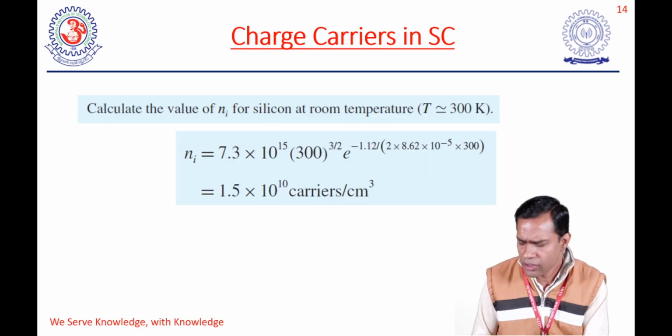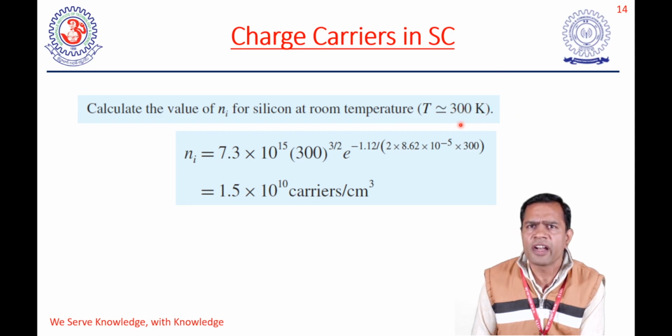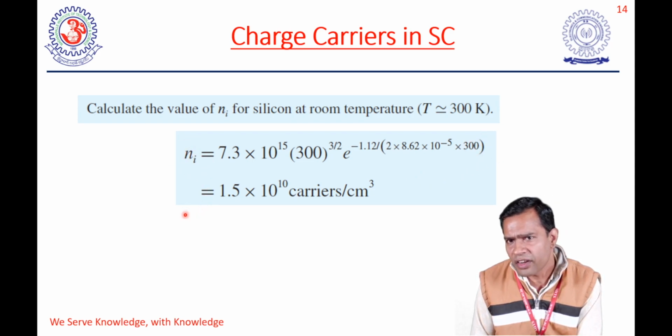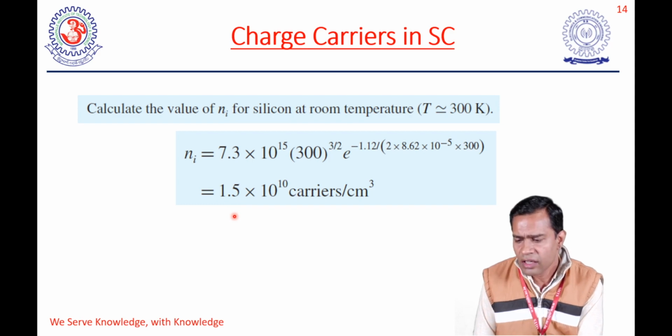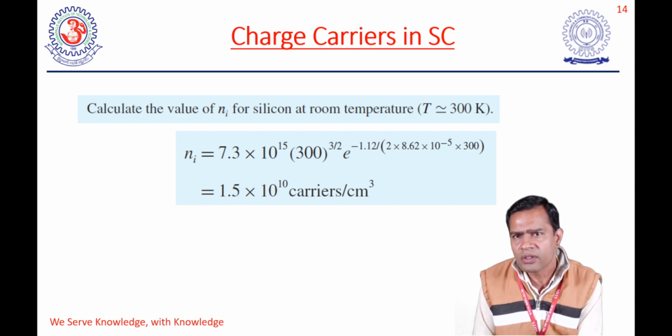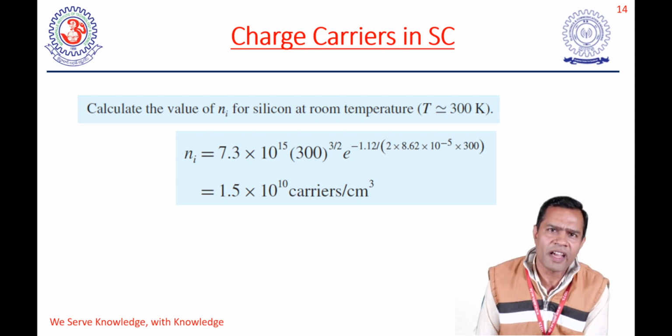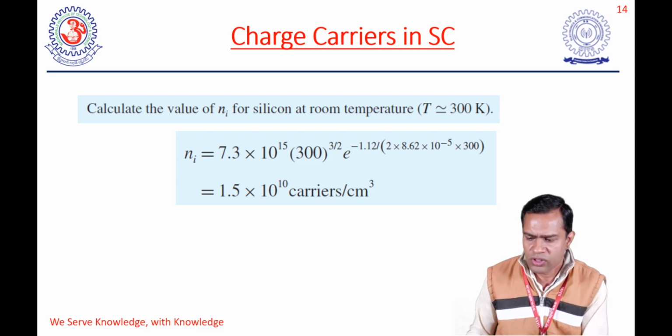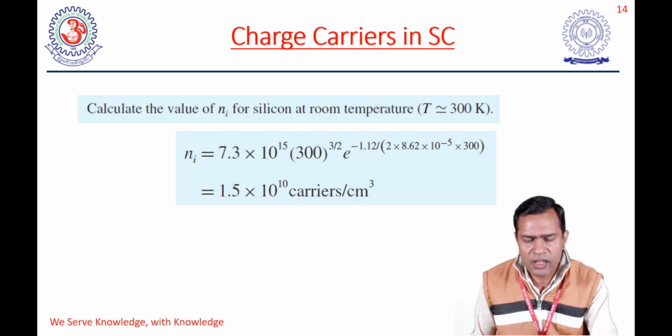So already I told, for T equals 300 degree Kelvin, that is the room temperature. Putting the value here, you will get ni, that is the intrinsic concentration. That is very, very important. This is fixed for silicon, 1.5 into 10 to the power 10 carriers per centimeter cube. So this is very, very important.